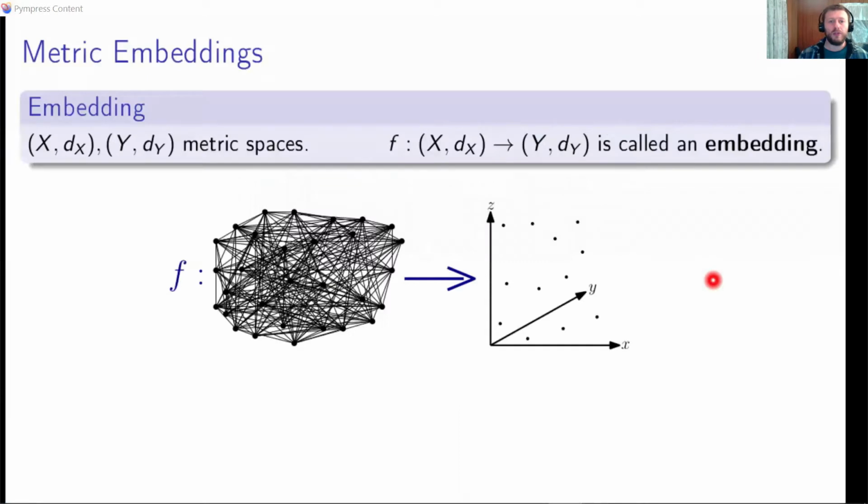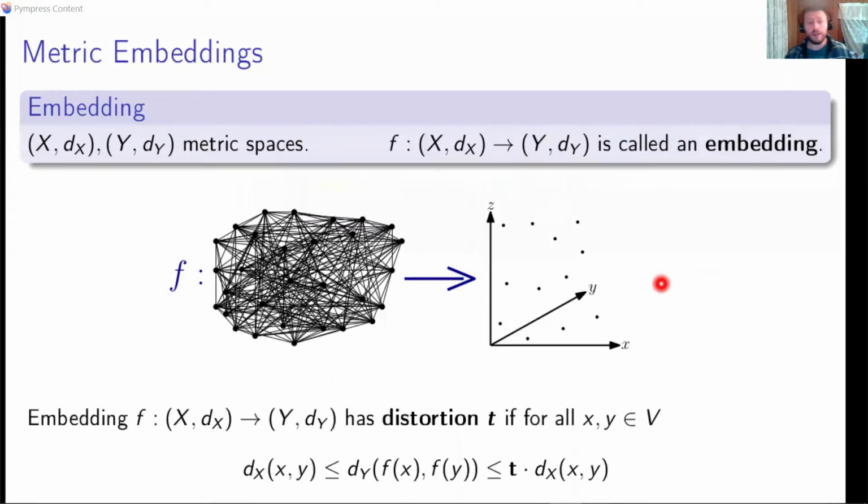So today we'll talk about metric embeddings, which are simply a function between the points of two metric spaces. Basically, in this talk, we'd like to preserve the distances of the metric space X inside the metric space Y to which we send it. We say that an embedding f from X to Y has distortion t if for every pair of points x and y, the distance between their images does not decrease and is increased by at most a t factor.